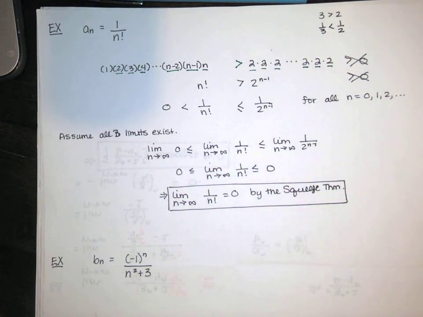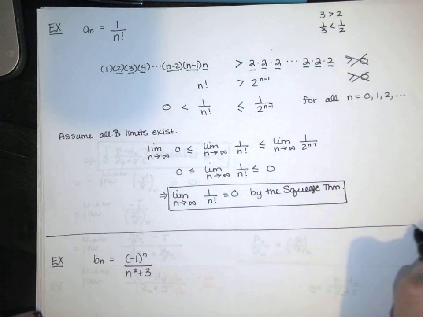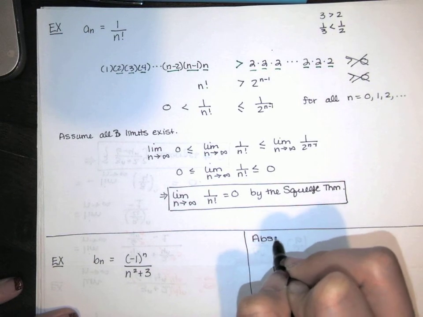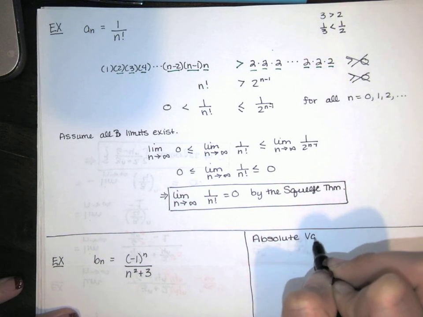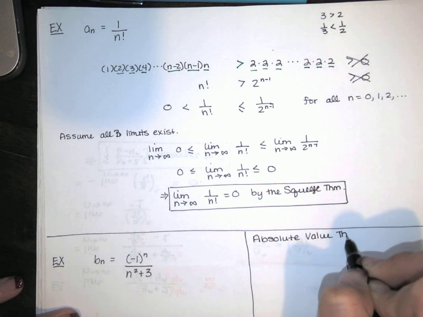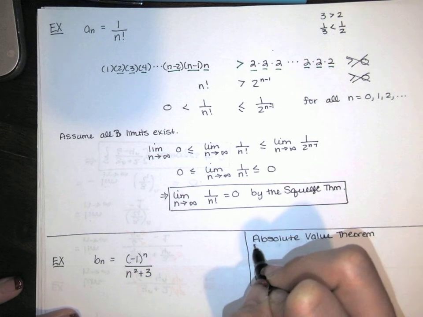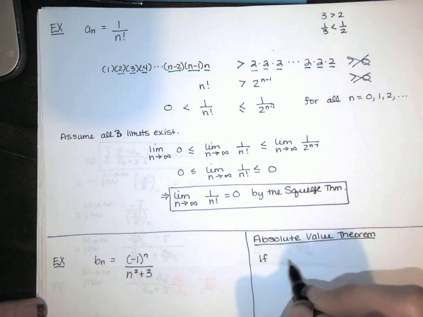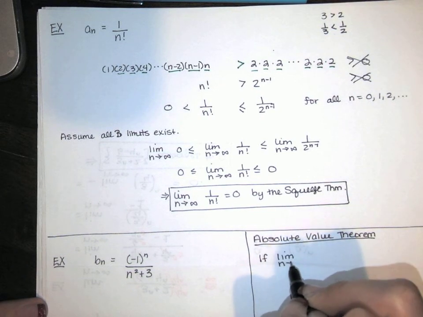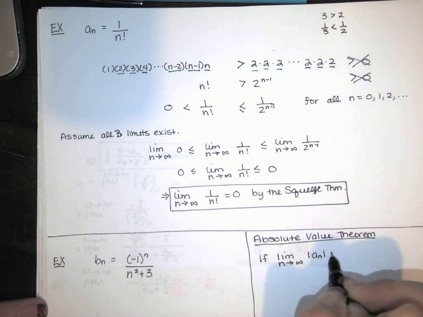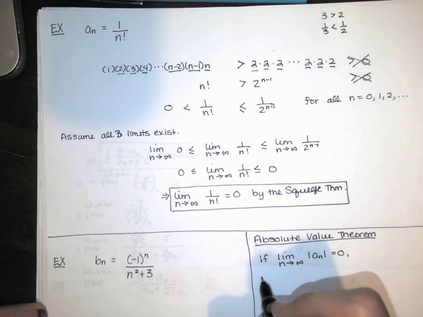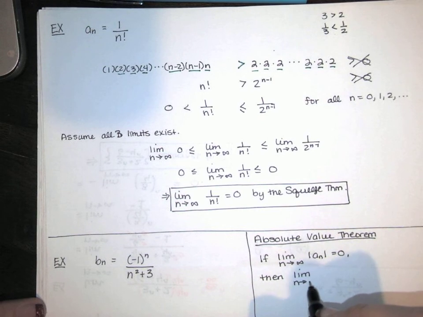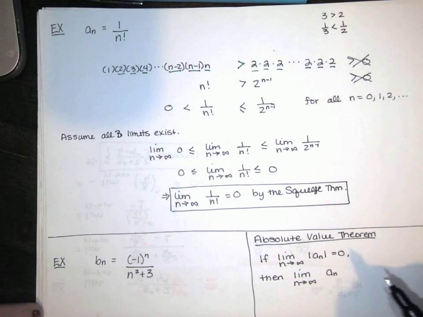Okay. Now the next theorem I want to talk about is called the absolute value theorem. This is another one that makes intuitive sense to me. It says, if the limit as n goes to infinity of the absolute value of a sub n is 0, then it so happens that the limit as n goes to infinity of a sub n would have to be 0 as well.